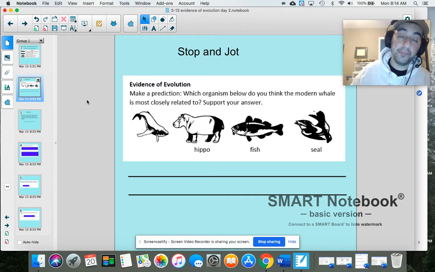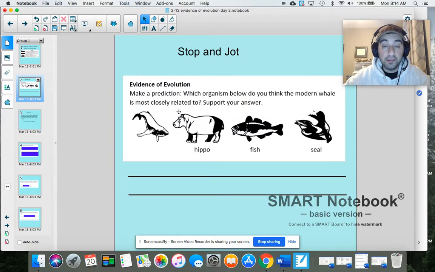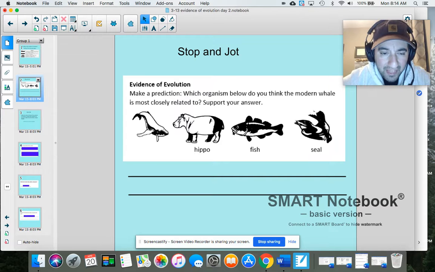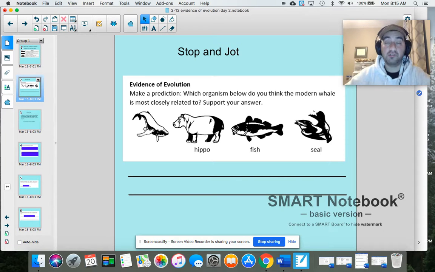Evidence of evolution. I want everybody to make a prediction. Taking a look at this diagram, you're going to make a prediction stating which organism below you think the modern whale, so this is a picture of a modern whale, is most closely related to. You have three choices: hippo, fish, and the seal. Which organism do you think the modern whale is most closely related to? Is it the hippo, the fish, or the seal? It's a prediction.